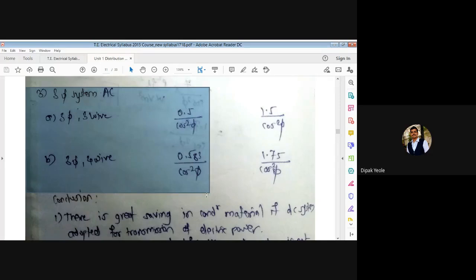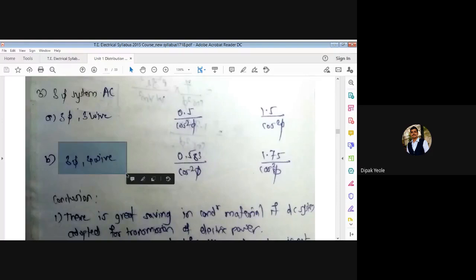In MCQ, they will ask the question: which distribution system or which transmission system is used for AC system? So your answer is 3-phase 3-wire. But for the AC distribution system, we are using 3-phase 4-wire system.